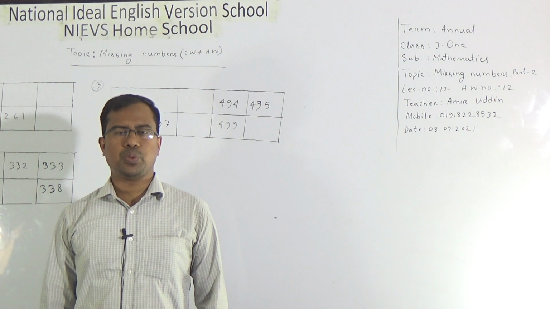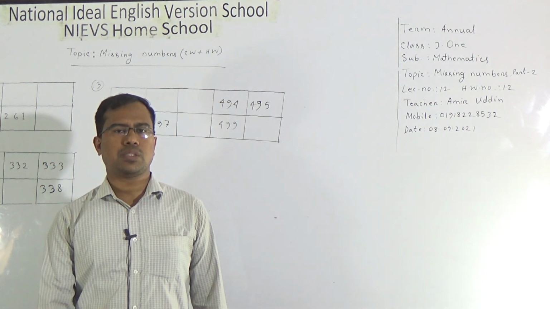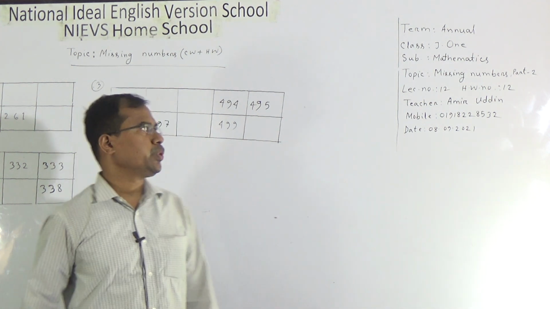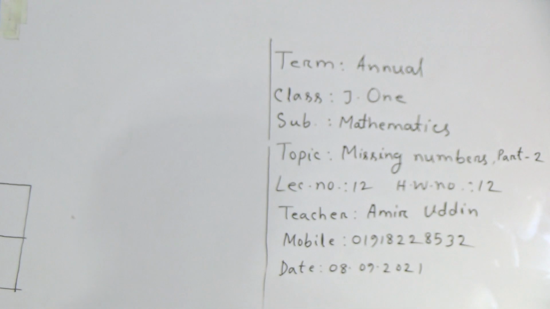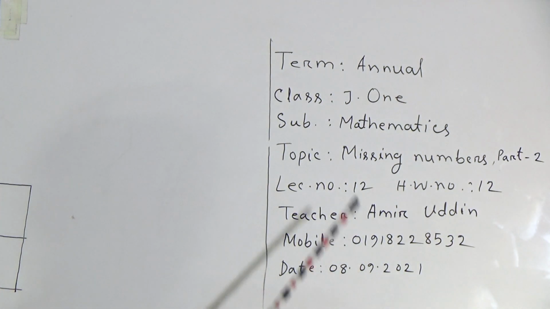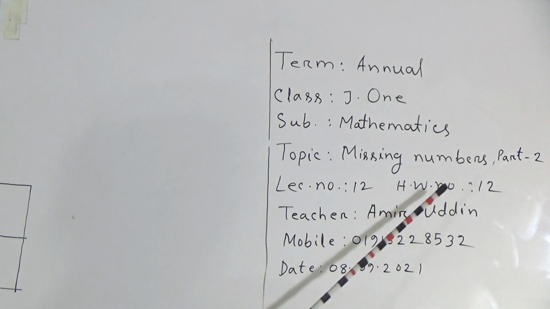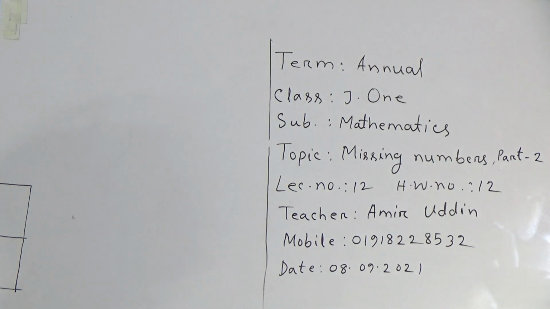Dear students, today I am going to take a math class for the students of Junior 1. Our today's topic, missing numbers, Part 2. Dear students, this is lesson number 12 and SW number 12 also. Okay, now let's start our today's class.